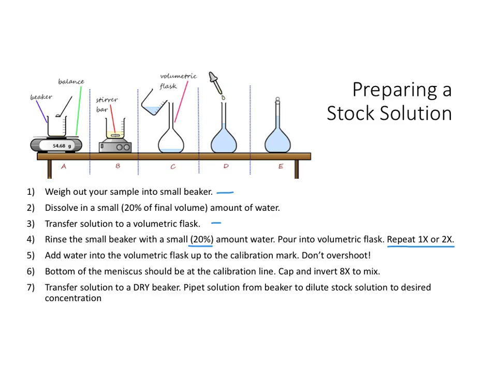Then you would slowly add more pure distilled water into your volumetric flask. It's very important that you do not overshoot the calibration mark. Once you've reached the 100 milliliters of water in your volumetric flask, you should cap the volumetric flask and then mix by inverting or putting it upside down about 8 times.